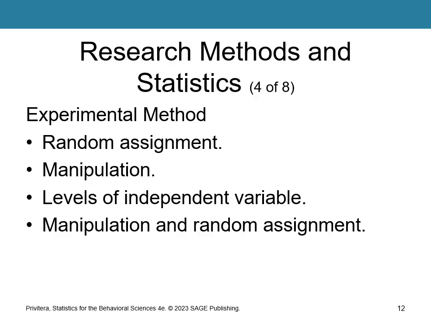Why does random assignment matter so much? It ensures that characteristics like intelligence, motivation, and reading ability are roughly equal between groups. Then, if we see a difference in the outcome, we can attribute it to our manipulation, not to differences that existed before the experiment.